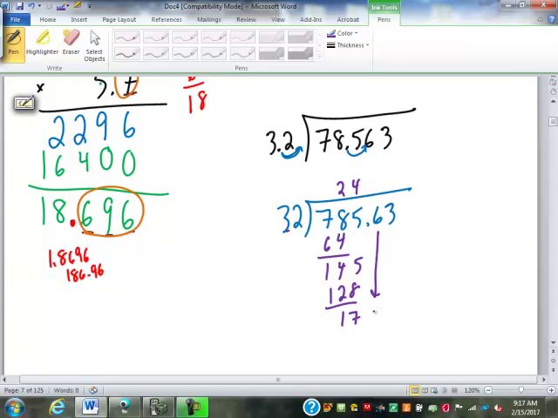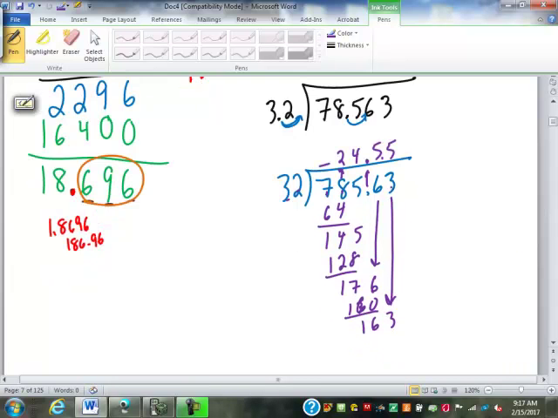Before I bring down the 6, though, I have to do what? Move up my decimal point. And I have to be very careful. 32 did not go into 7, so it stayed blank there. 32 went into 78. The 2 went above the 8 because that was the last digit I had used at that point. Now 32 goes into 176 5 times. That's 160. There's 16 left over. Bring down the 3. 32 goes into that 5 times. There's 160. There's 3 left over.